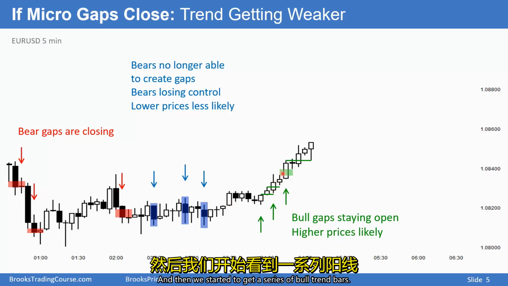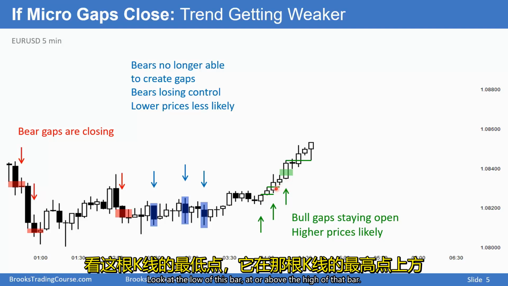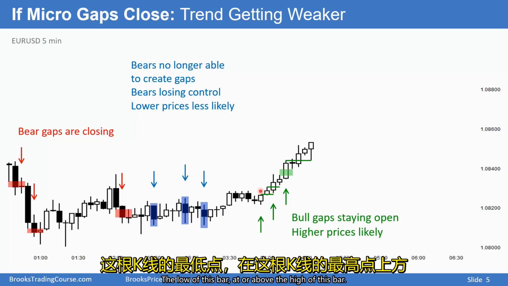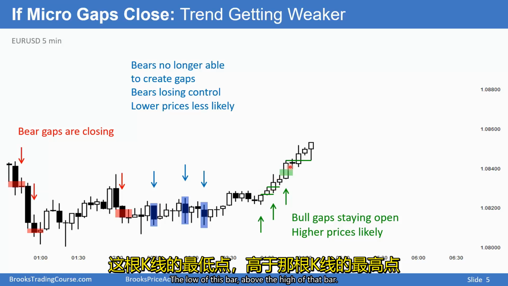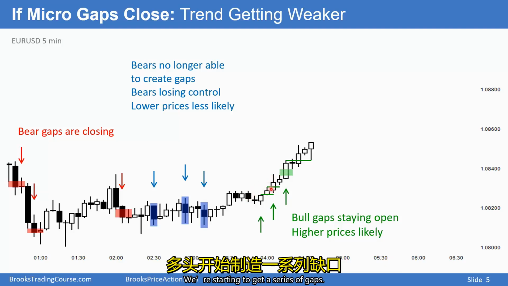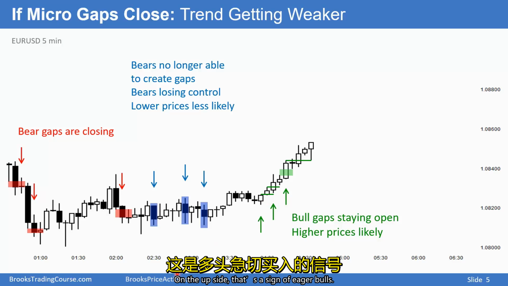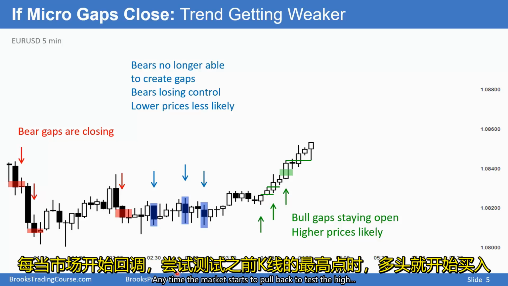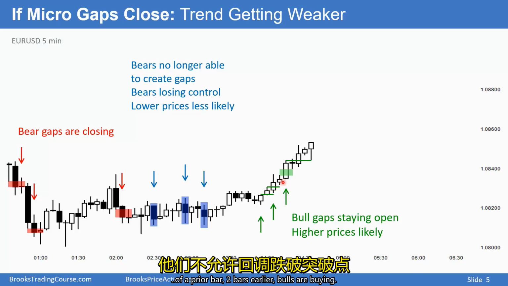And then we started to get a series of bull trend bars. Look at the low of this bar at or above the high of that bar, the low of this bar at or above the high of this bar, the low of this bar above the high of that bar. We're starting to get a series of gaps. On the upside, that's a sign of eager bulls. Anytime the market starts to pull back to test the high of a prior bar, two bars earlier, bulls are buying. They're not letting the pullback fall below the breakout point.